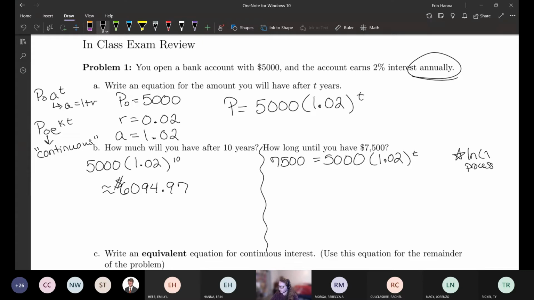Now, let me even put natural log of x because natural log by itself without anything doesn't actually mean anything. If you write ln without anything attached to it, it technically doesn't mean anything. So remember, when we want to use these natural logs, we need to get the thing with the exponent by itself. So the first thing we would need to do is divide by this 5,000. So 7,500 divided by 5,000 is 1.5.